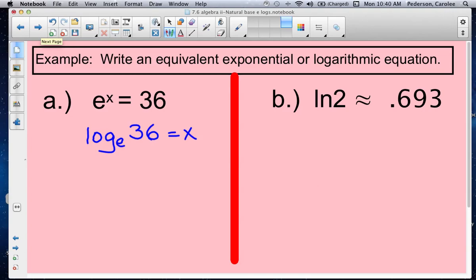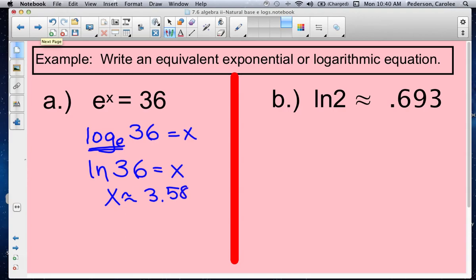And then if you wanted to solve it, you would push the natural log button in your calculator, which represents log base e, and then 36. And that'll allow you to find out what x equals. So go ahead and push the natural log and then 36. And then x is approximately 3.58.